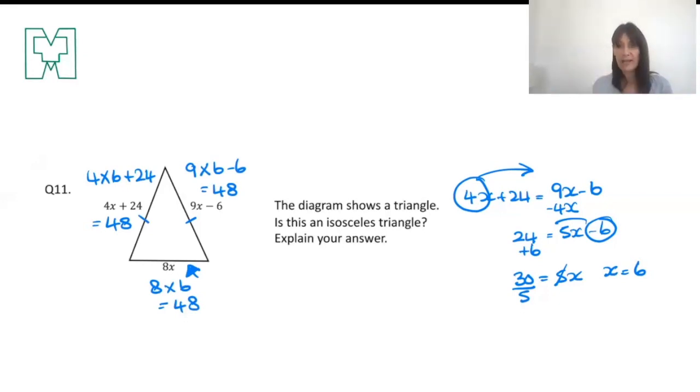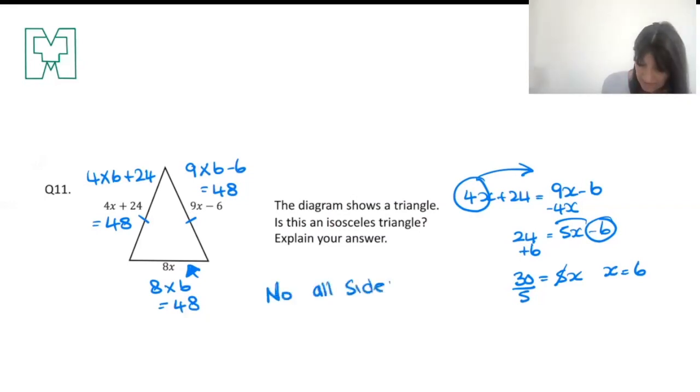Now, you've got to explain your answer. All that working out is the evidence for your explanation, okay? So you can say, no, all sides equal 48. Or no, all sides are equal, so it's equilateral. The sentence that you put together will probably be different from somebody else's, okay? But just make it clear that you've understood the maths that you've done, all right?